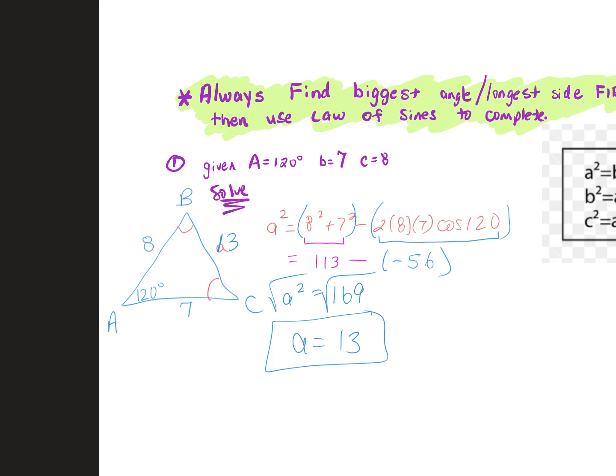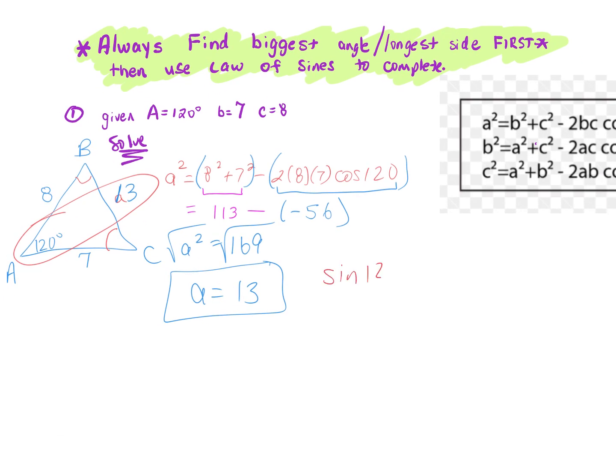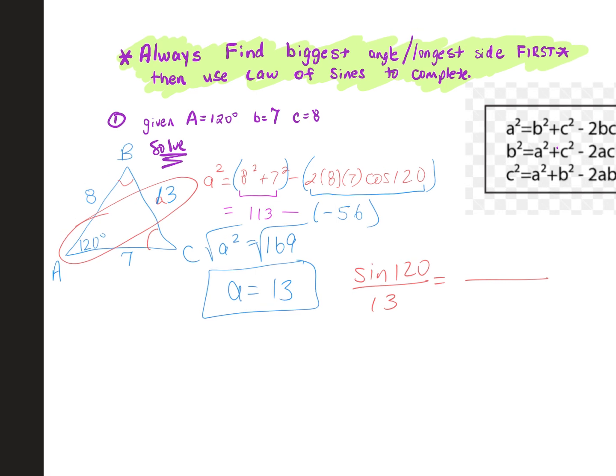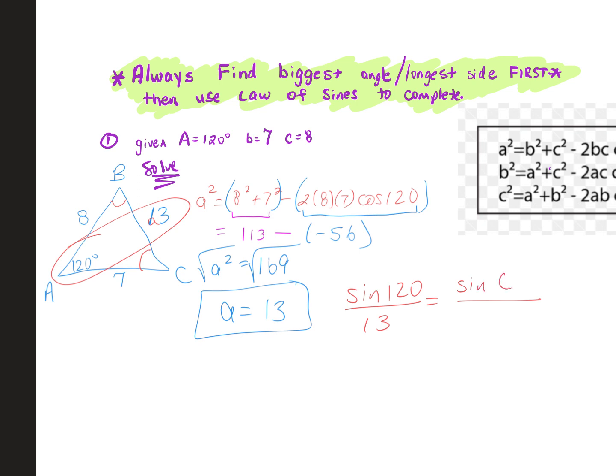What can I use now to solve the rest of this triangle? Law of sines. I have a side length and its corresponding angle. So I can say sine of 120 over 13 equals, what would the middle angle side, middle angle be? C, right? 8's bigger than 7. So I'm going to say sine C over 8. Just get in that habit of going in order. So we're going to cross multiply: 8 times the sine of 120 equals 13 times the sine of C.